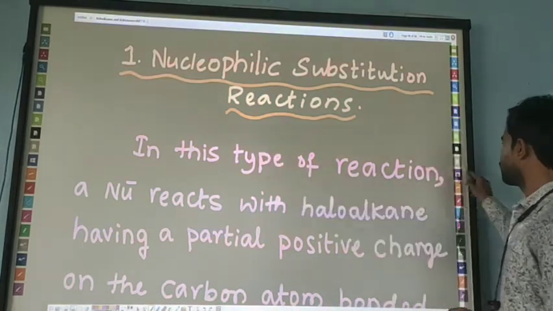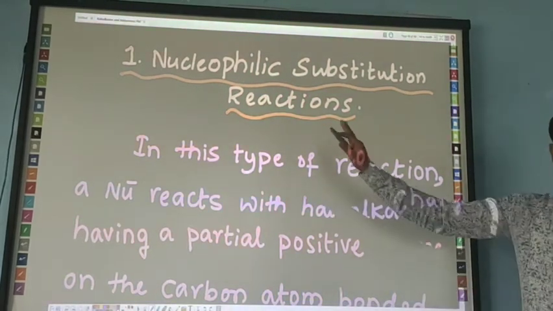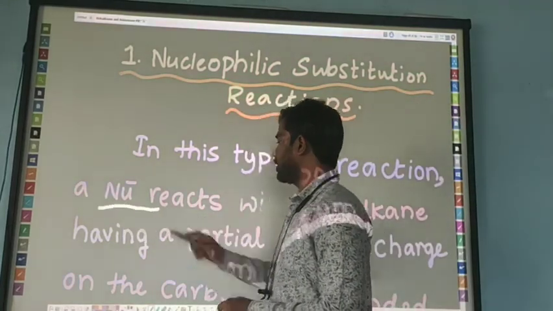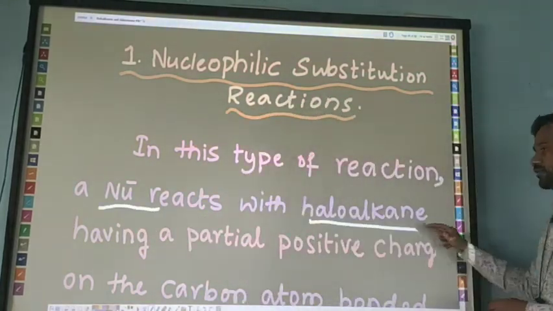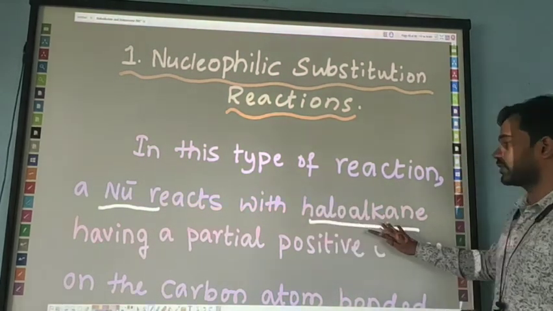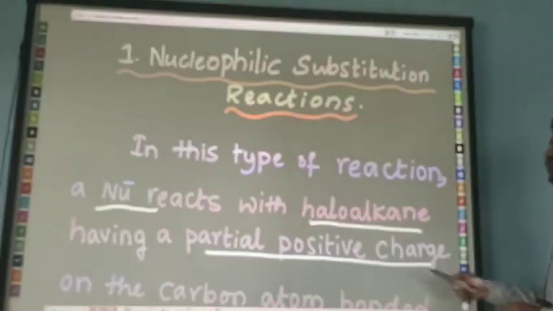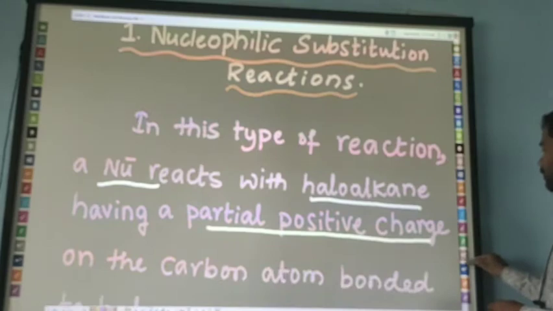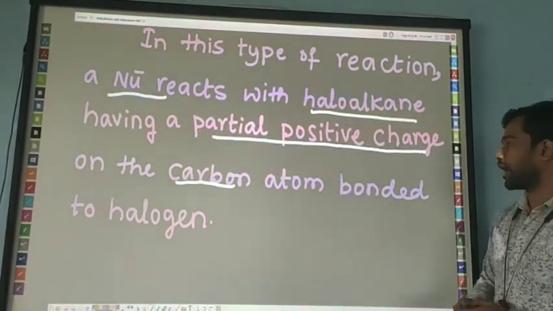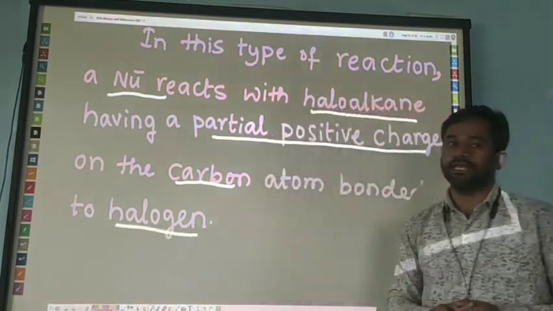Let us see some explanation about it. In this type of reaction, a nucleophile reacts with haloalkanes. First of all, what happens in this reaction? A nucleophile reacts with a haloalkane that has a partial positive charge on the carbon atom. That carbon atom is bonded to the halogen element.